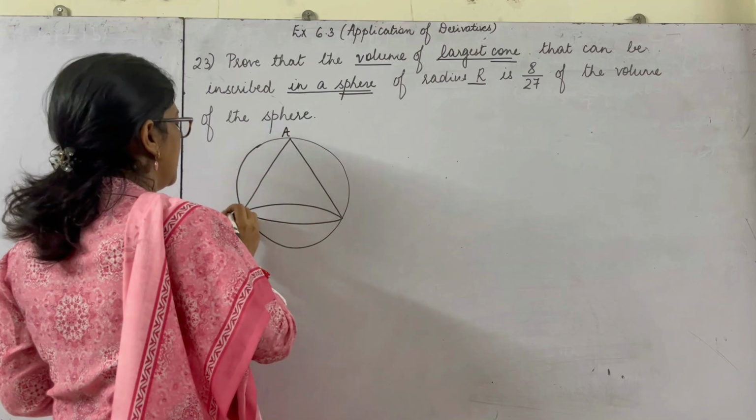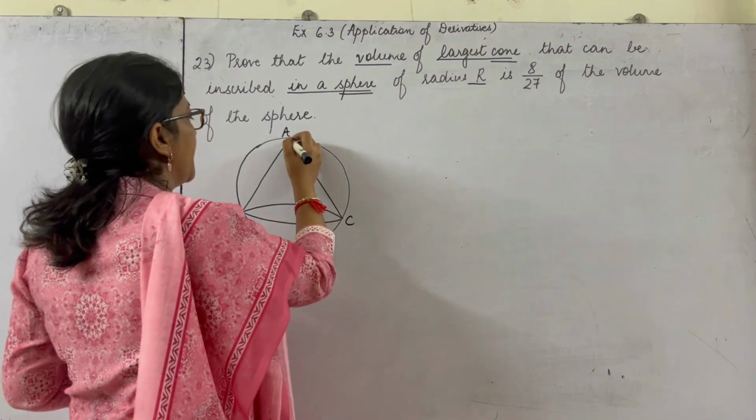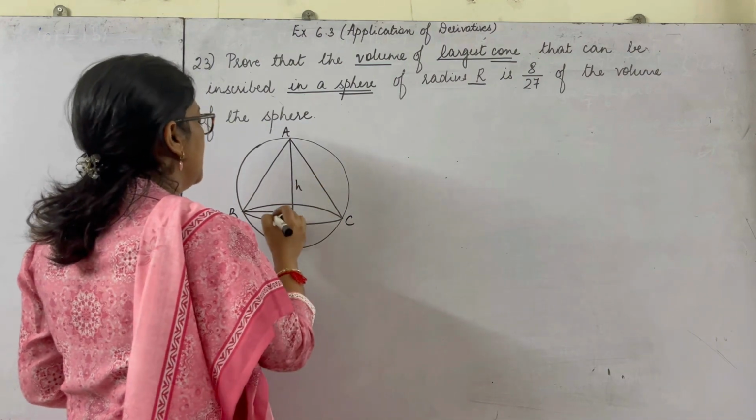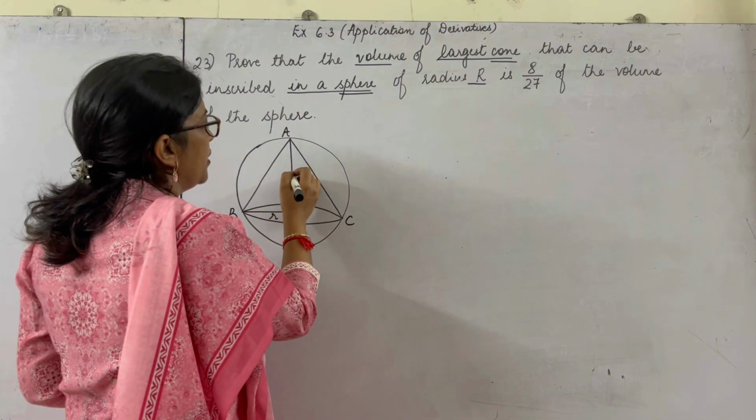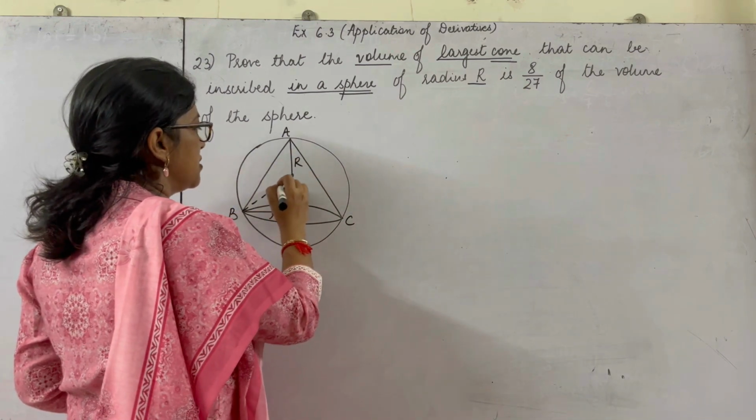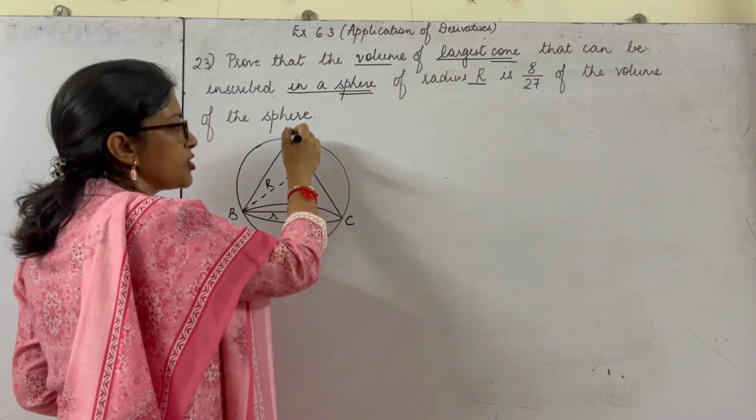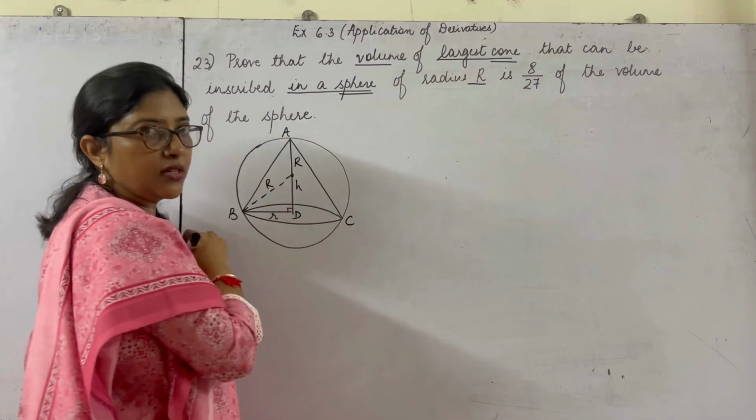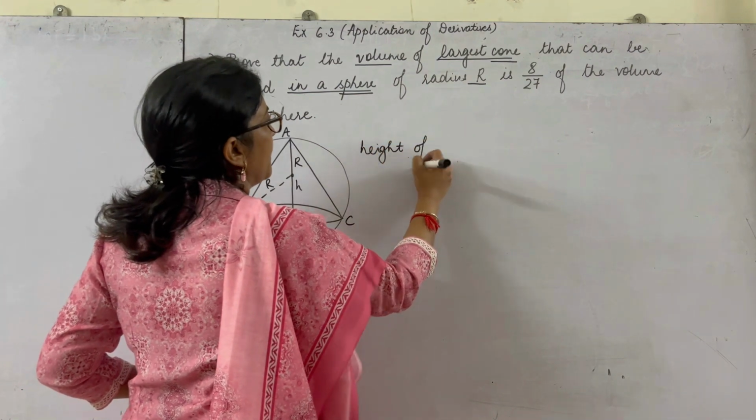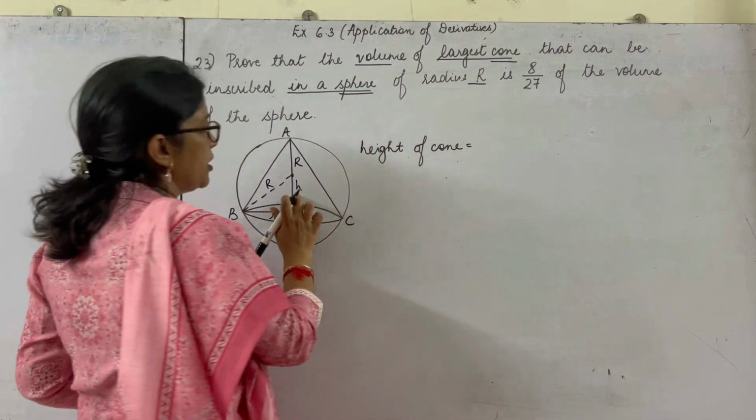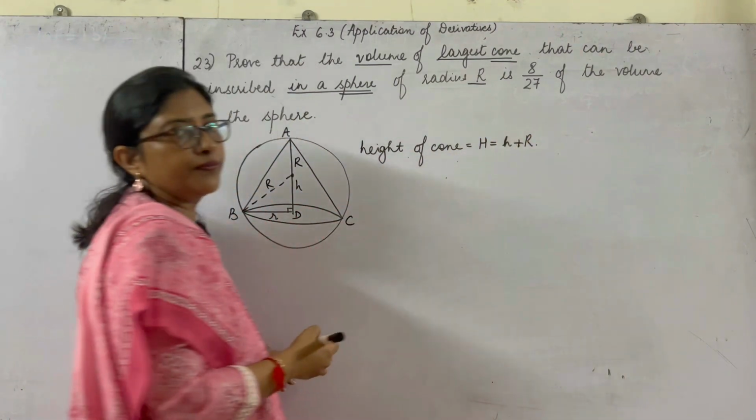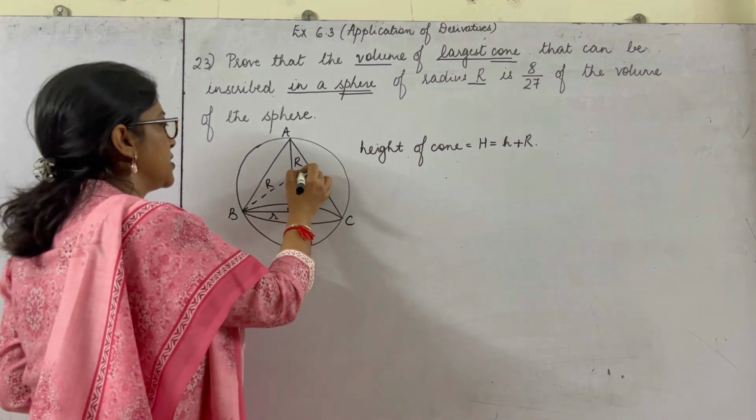So if we take the cone as ABC, drop a perpendicular, that is the height, and the radius here. Suppose the center is here, this is the radius and this is also the radius. So actually the height of the cone which we have taken here is h plus R. So capital H we will write. And let's call this point E.